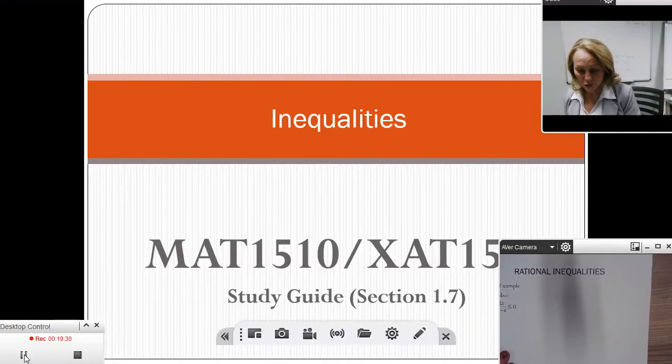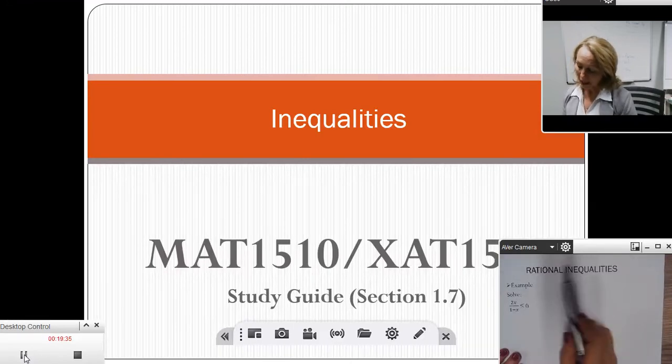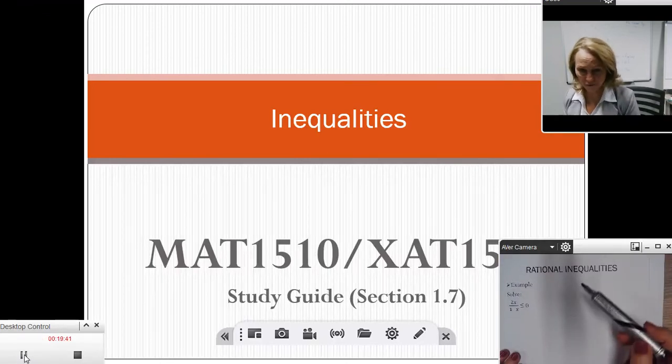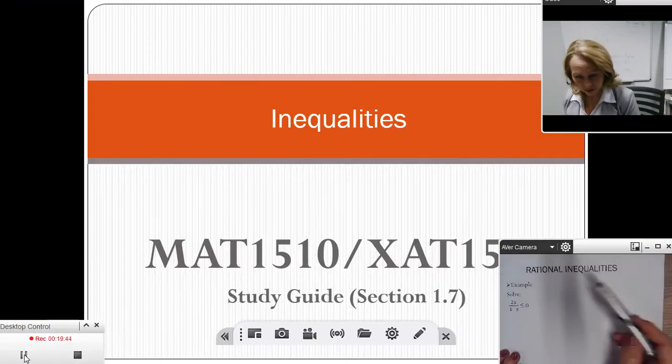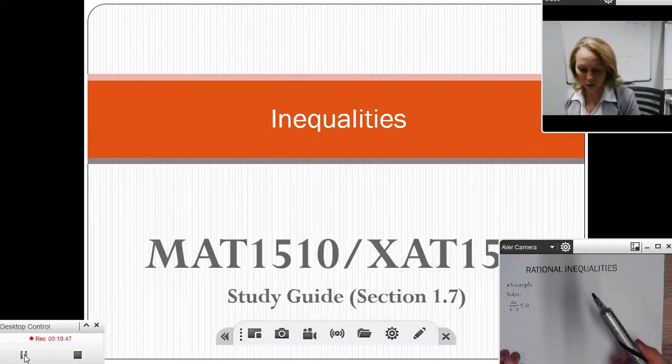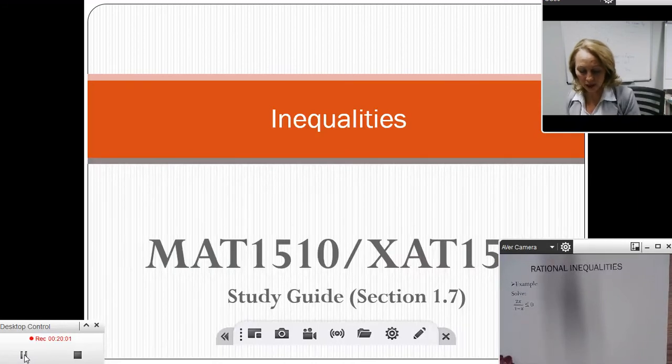Let's move on to rational inequalities. So just to remind you, rational expressions are expressions which are of the form P over Q, right? So they're fractions, where the numerator is an algebraic expression and the denominator is an algebraic expression. This time it's called a rational inequality because I've taken a rational expression, 2x over 1 minus x, and I'm going to solve this rational inequality less than or equal to 0.